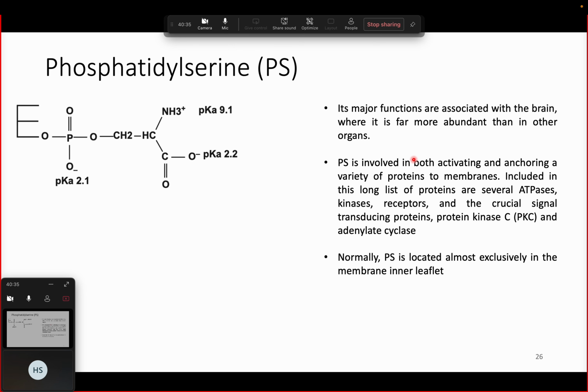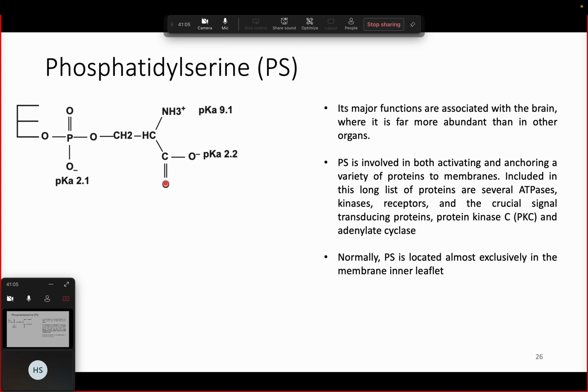Okay, talking about phosphatidylserine, that is PS. So this is a bit more complex, but still you can see that this is the phosphate group and the alcohol group is CH2 CH, and with CH there is an amine group, and via the amine group then there is a carboxylic group. Okay, then the major function of PS or phosphatidylserine is associated with the brain, where it is far more abundant than in other organs.